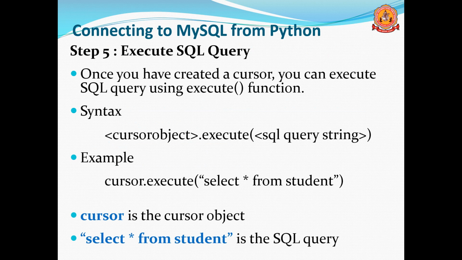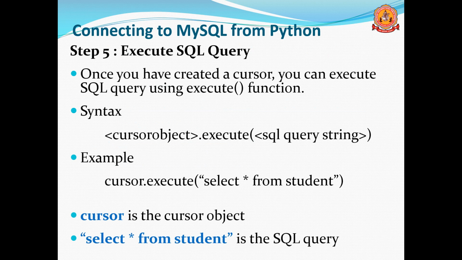So here the syntax is cursor object. We have to use the cursor object if you want to write anything or read anything from the table. Based on the cursor object, we can read the data or write the data, like a file pointer. Cursor object dot execute, and you write the SQL query string.